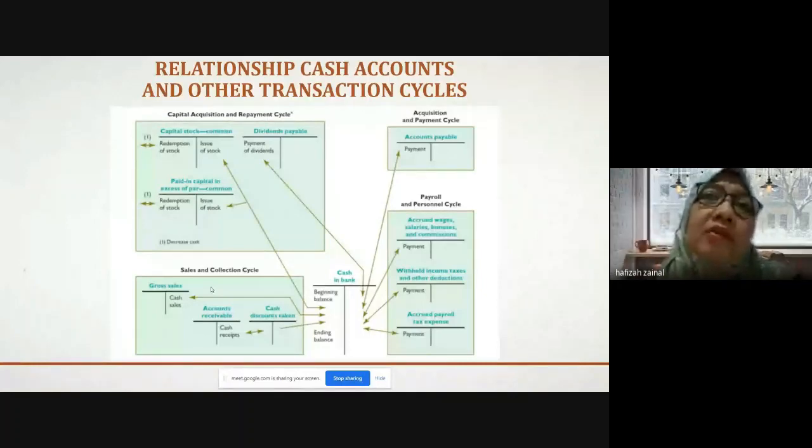And then when you have ordinary shares or equity, the issuance of shares, or maybe you make a payment of your dividend to the shareholders, again, somehow or other, it will touch your cash account as well.